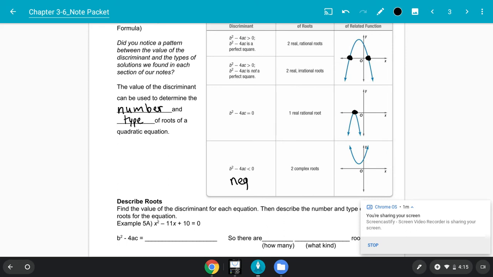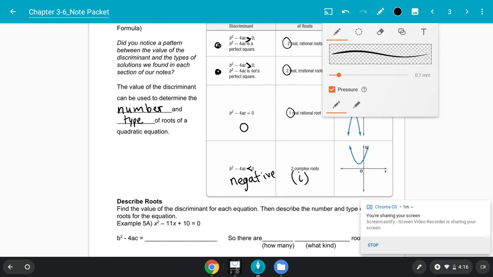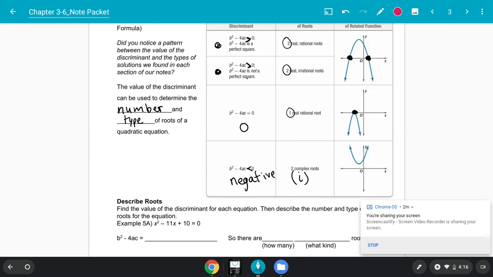So this means it's less than 0, which is negative. That's when you're going to have i's in there. When this is just straight up equal to 0, that's when you're going to have one solution. And then these both say greater than, and that's when you're going to have these two solutions. The only difference between this one and this one is that one says there is a perfect square. For example, on one, like this, they're talking about rational roots.